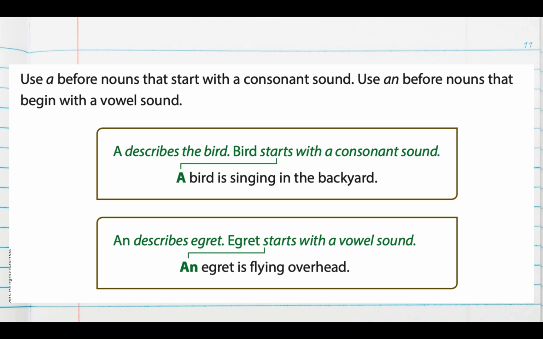So anytime you have a noun that starts with A, E, I, O, U, we're going to use the article an. If it starts with any other letter, which are our consonants, then we're going to use the article a.